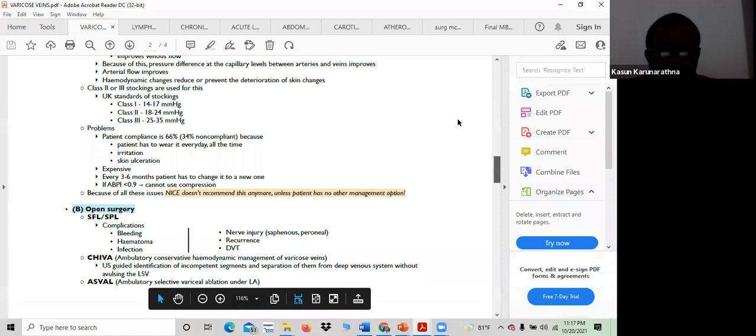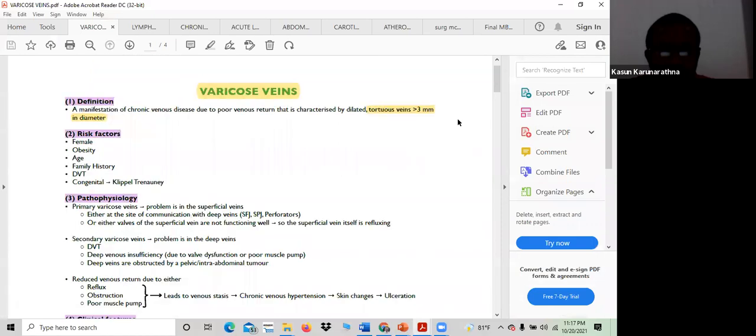Its definition: it's the manifestation of chronic venous disease, right? Due to this, there is a chronic venous hypertension, and that will manifest as dilated, tortuous veins. Risk factors of varicose veins: female gender, obesity, age, family history, DVT, and congenital causes. Right?